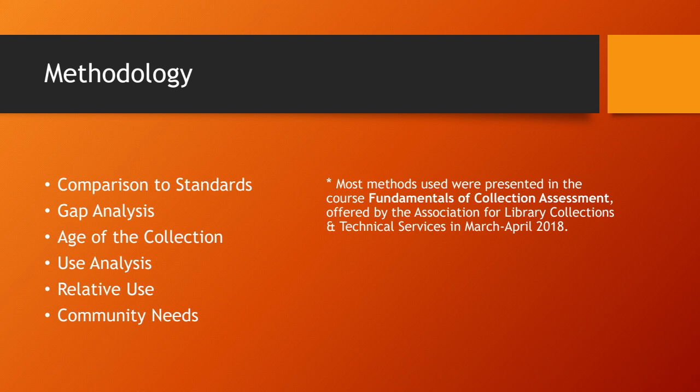So this is some of the methods that we use in the assessment. I'm going to talk about some of these in detail later, but this is an overview. For a comparison to standards, we use the most recent available edition of the Kentucky Public Library Standards, which currently is still the sixth edition from 2016-2017. We look at whether we are meeting current standards for spending and for how much we add to and withdraw from the collection each year.